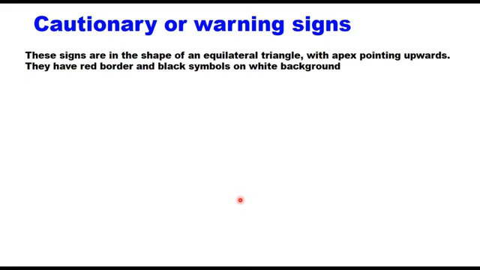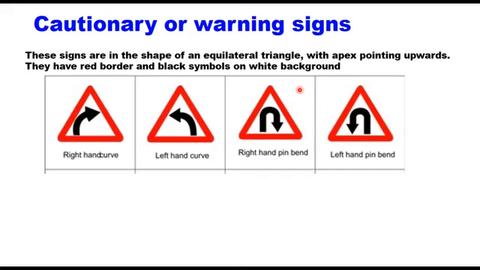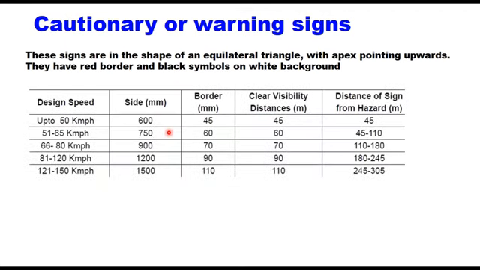The third category is cautionary or warning signs, and these signs are in the shape of an equilateral triangle with the apex pointing upwards, like this: right hand curve, left hand curve, or right hand hairpin bend, left hand hairpin bend, and many more. They have a red border, black symbol, and white background. The size of these depends again on the design speed.